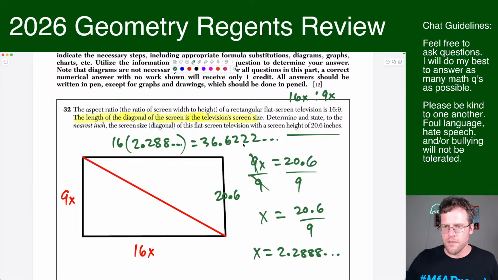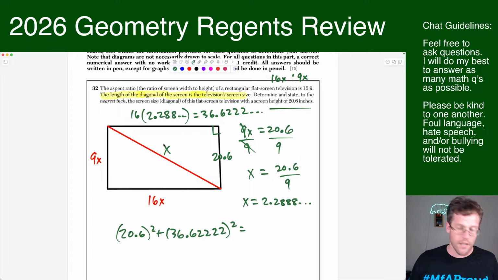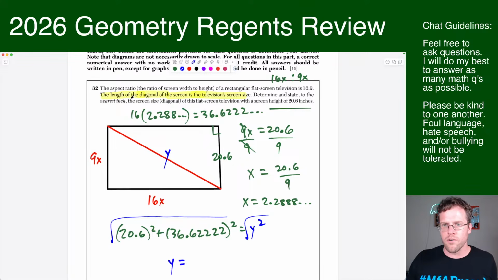All right, but then to find this, I have a rectangle, so I use the Pythagorean theorem. So I write out the work. 20.6 squared plus 36.6222 squared is equal to, I'll put an x here. Oh, not x, because we already used x. I was just testing you. Maybe y, so equals y squared. And then just take the square root of this and say y equals, to the nearest inch. So I'm going to round to the nearest whole number. So you ready?